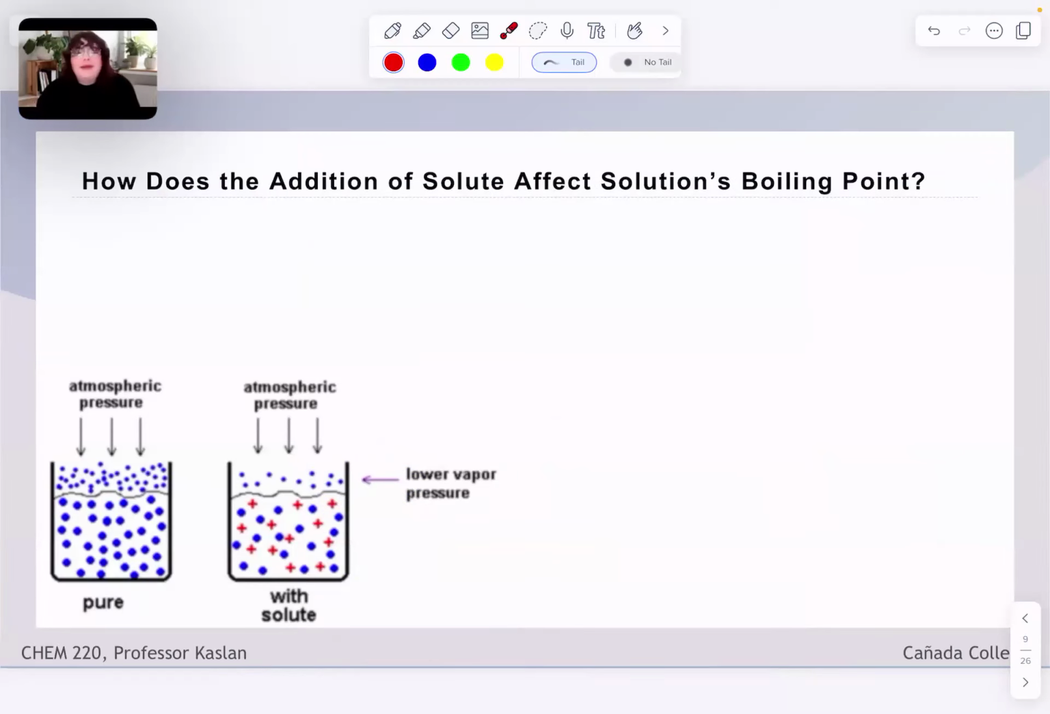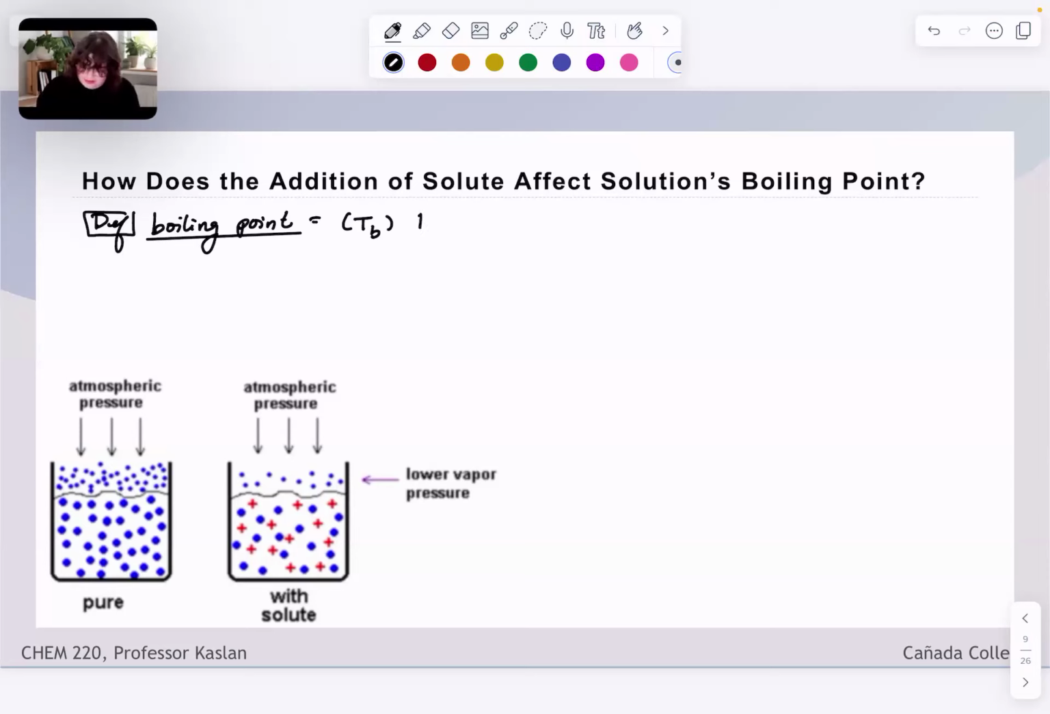So I've started here by asking, how does the addition of solute affect the solution's boiling point? Before we can answer this question, I think it's a good idea to remind ourselves of what a boiling point is beyond just the temperature at which a substance boils. So define the boiling point of a substance, T sub B.